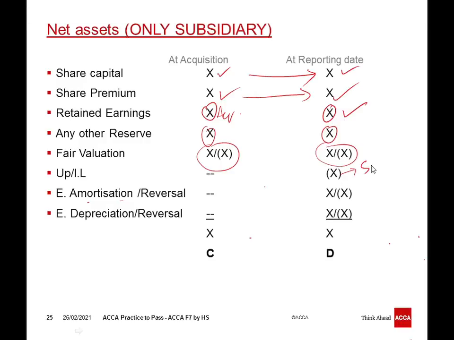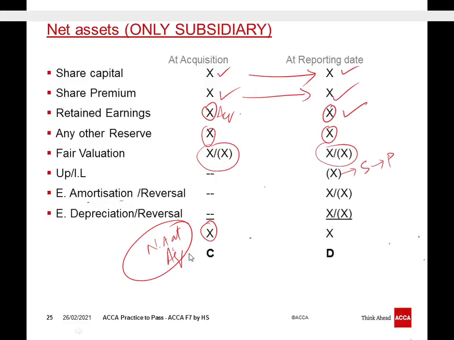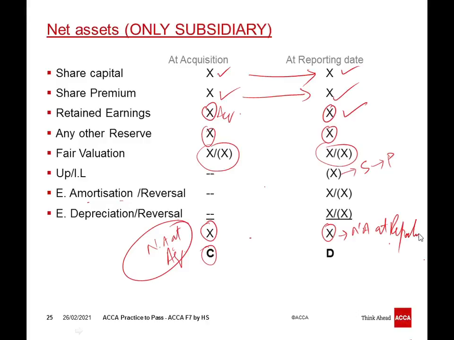Unrealized profit will be adjusted only when the subsidiary has sold to the parent company. Then if there is an excess depreciation or the reversal of depreciation, it will be adjusted. So this is called the fair value of net assets at acquisition. Just for explanation purposes, I am referring to it with the letter C. And this is my net assets at reporting date. Just for information, I am referring to it with the letter 2.